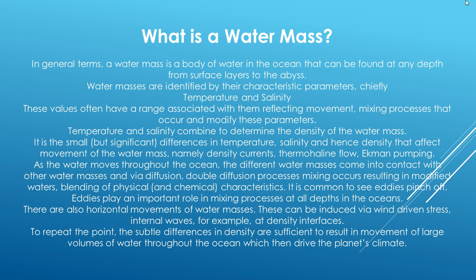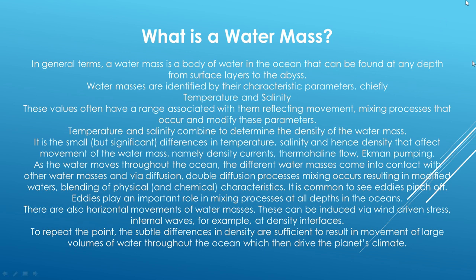In general terms, a water mass is a body of water in the ocean that can be found at any depth, surface layers to the abyss. It could be several hundreds of meters thick, it could be 1 or 2 kilometers thick, but they can be found at any depth in the ocean. They are typically identified by characteristic parameters, chiefly temperature and salinity.